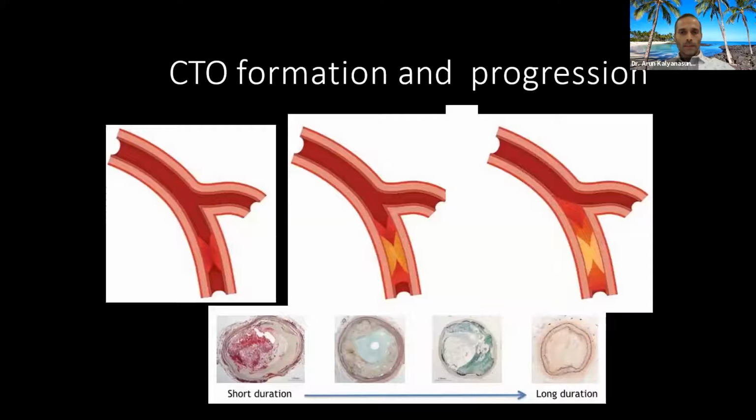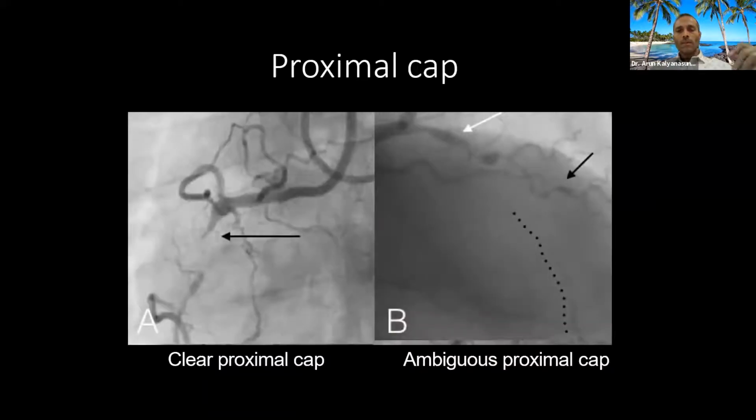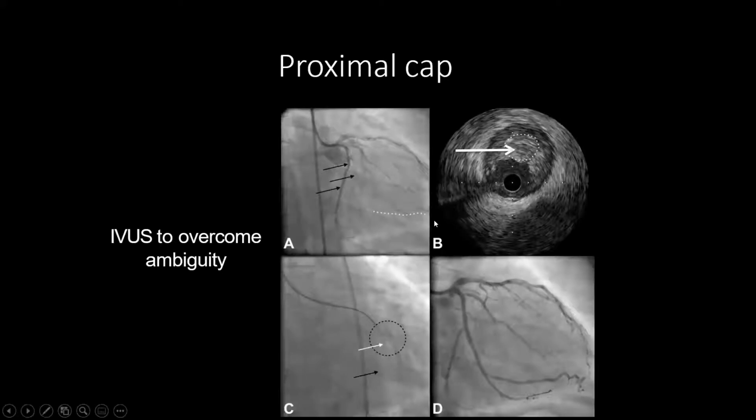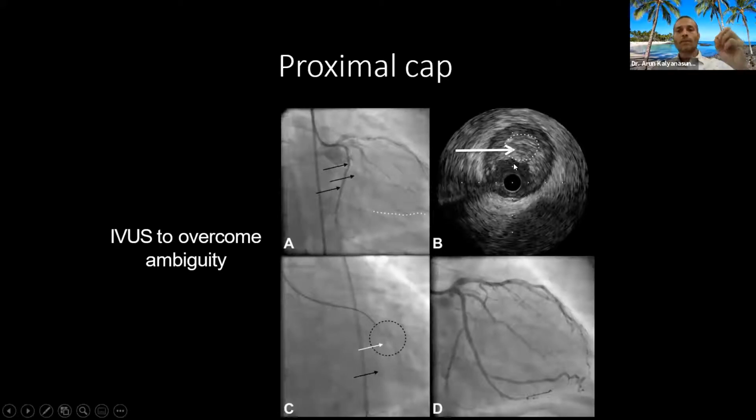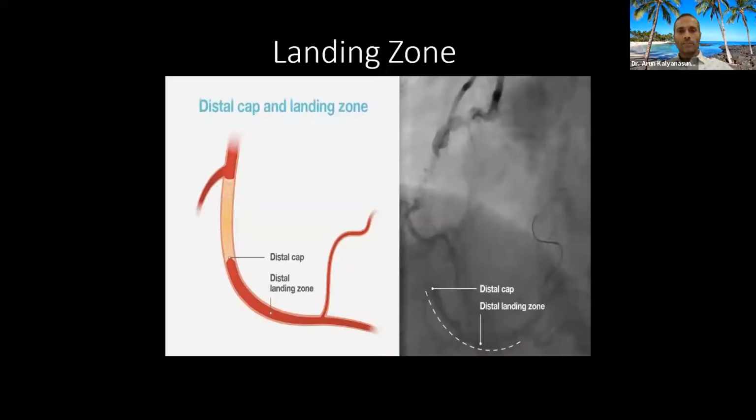So I'm going to skip that part. Different people might have different definitions for what is ambiguous or not. What might be ambiguous to me might not be ambiguous to another CTO operator and vice versa. But in general, if you're confident of taking a penetrative wire and a microcatheter and sticking it in, that's unambiguous. If you're not sure, that's ambiguous. Many times IVUS can be utilized to resolve proximal cap ambiguity. One of the other solutions is to go retrograde. I'll touch upon that shortly.